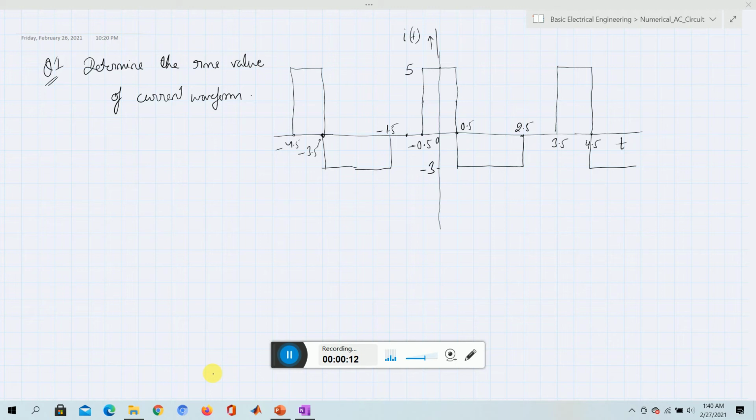Here we are taking at time t equals 0 a peak value of 5 ampere, and then at 0.5 seconds it is minus 3 ampere, which continues for 2 seconds, then for 1 second it is 0, then again for 0.5 seconds it reaches the 5 ampere.